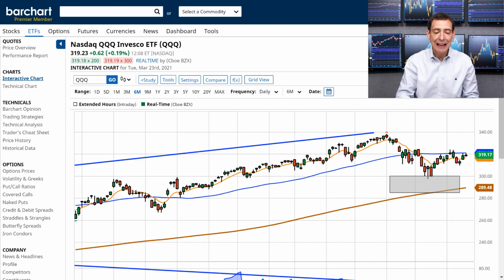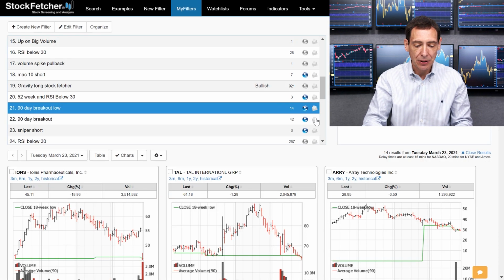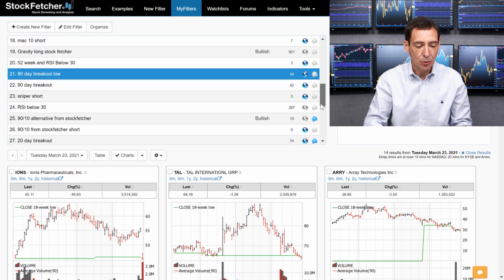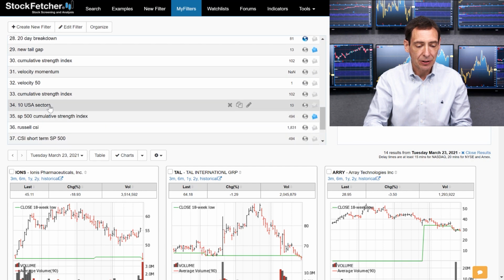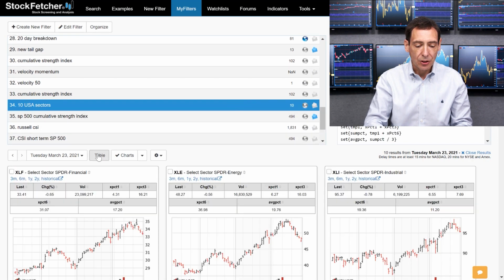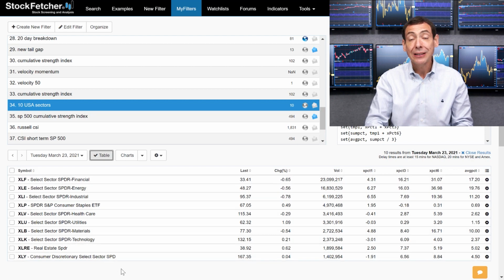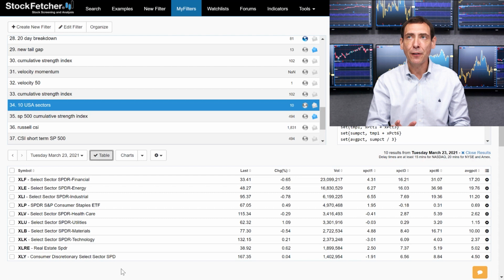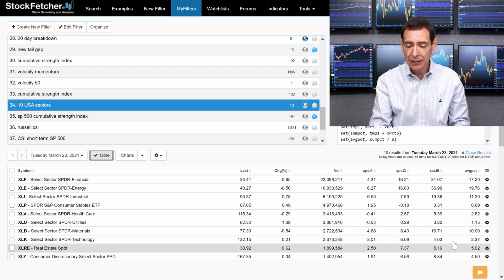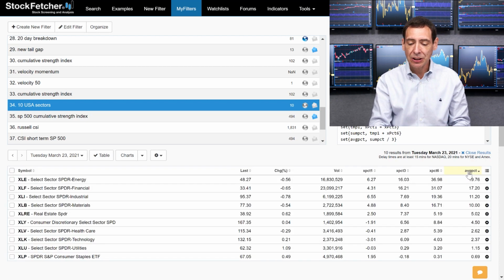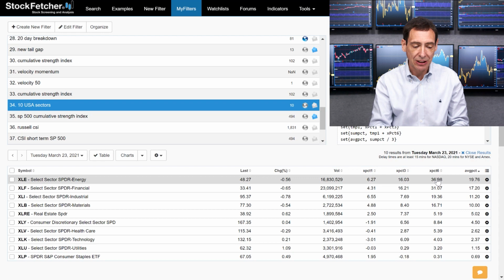And we could see that by looking at StockFetcher right here. Let me go to the 10 sectors. So right here, this table, these are, you can count, it's 10. Now, technically there's 11. There's information technology or internet technology. I don't play that game. I just go with the 10 major sectors. And I'll click this button, and this is my CSI Cumulative Strength Index scanner. And it looks at strength over a 1 month, 3 month, and 6 month basis.